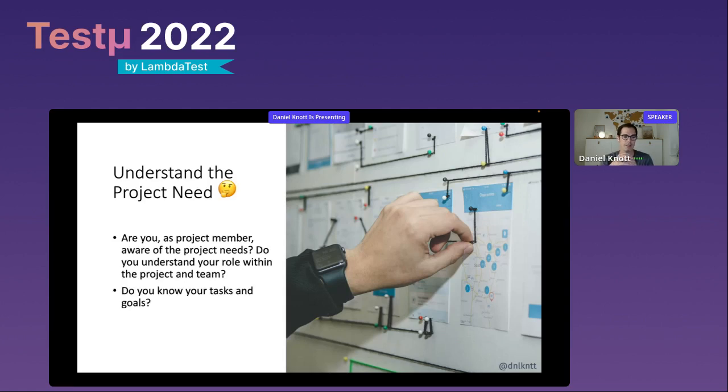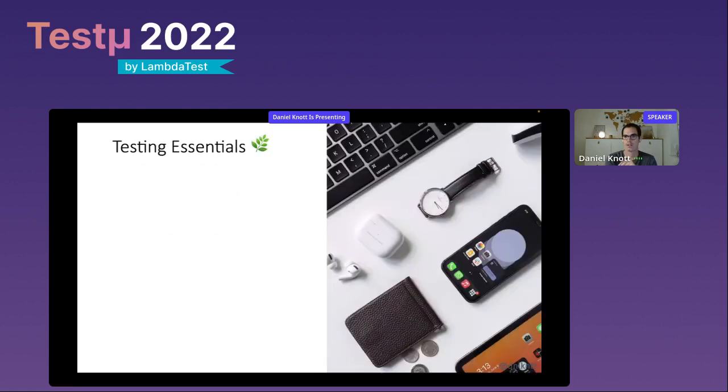Another question that you can ask yourself is, do you know your tasks and the goals? It's a bit different than just the project needs. It's a bigger, more holistic topic, and specific tasks and goals should also be clear, because only if you know your tasks and your goals, you can do the next steps, establish something good, and help the team to deliver high quality products to your customers. That was the first category.